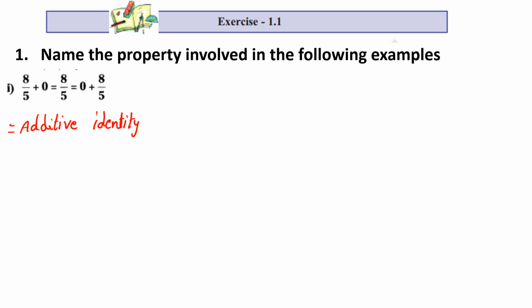So let us see the next one. This property is 2 into 3 by 5 plus 1 by 2 equals 2 into 3 by 5 plus 2 into 1 by 2, right? This is a into b plus c equals a into b plus a into c. That is distributive property.